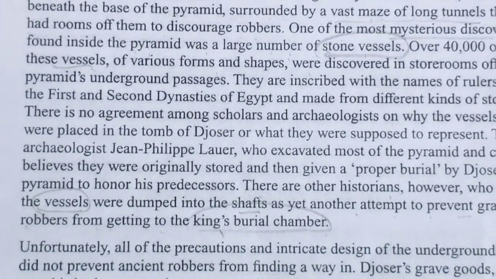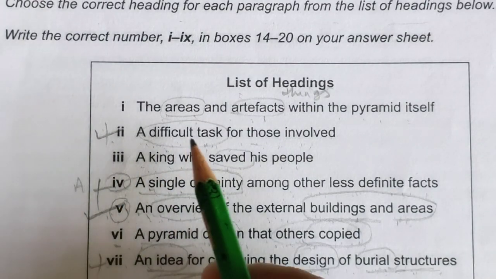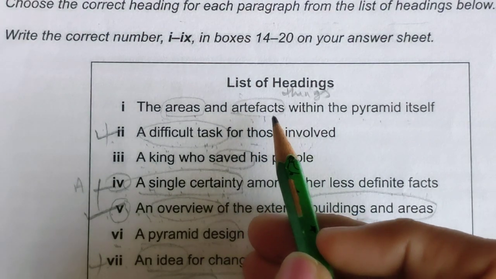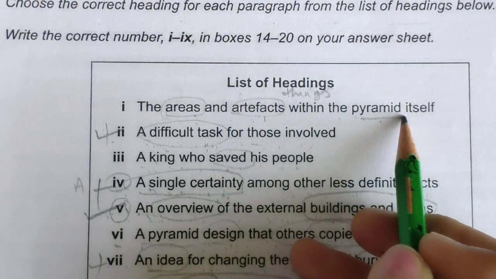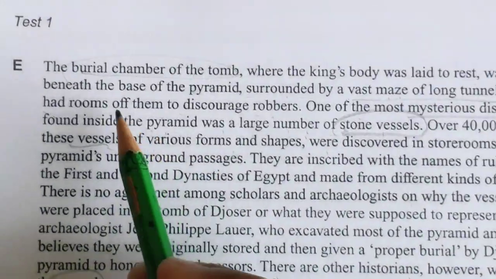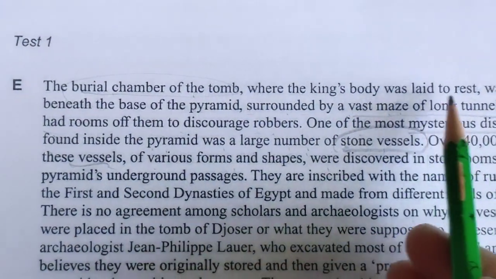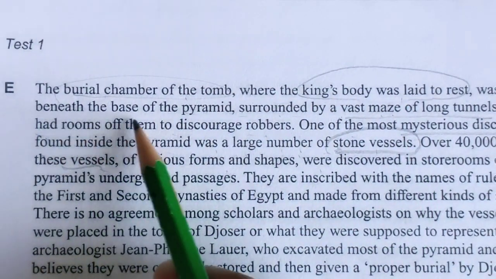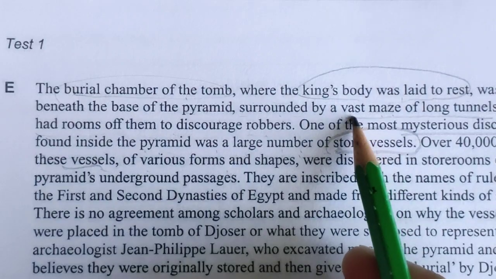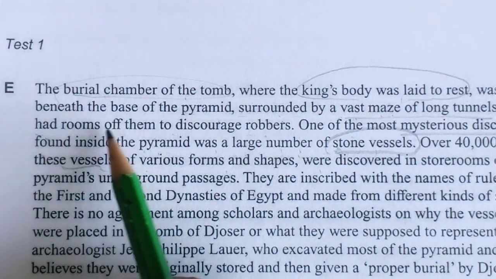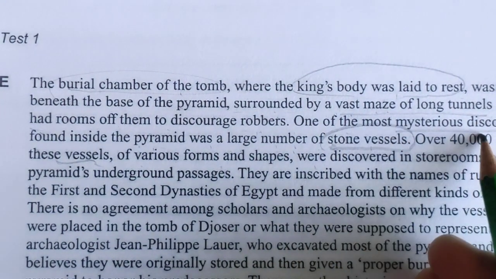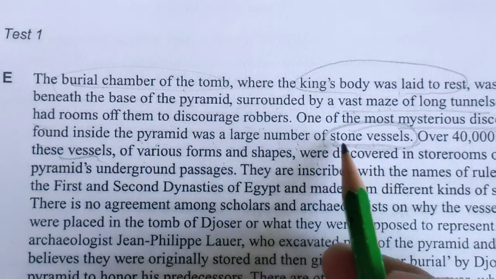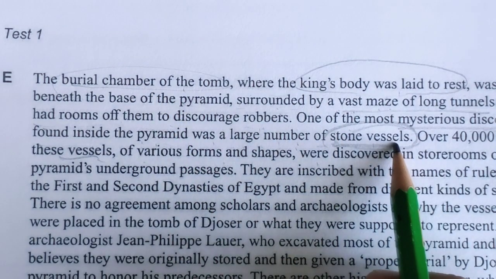Let's read the list of options. Yes, the first one I told you, they must be talking about artifacts, some things. So here they have discussed things within the pyramid itself, and the areas: the burial chamber of the tomb where the body was laid to rest, beneath the base of the pyramid, surrounded by a vast maze of long tunnels that had rooms to discourage robbers. One of the most mysterious discoveries was the large number of stone vessels. If you can just find the answer like that, it is good.